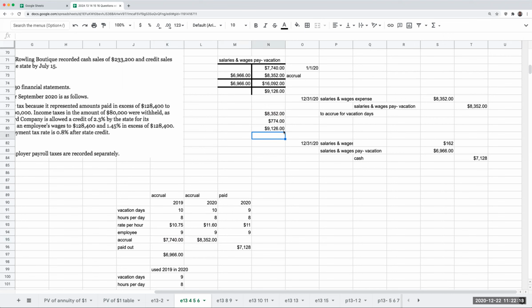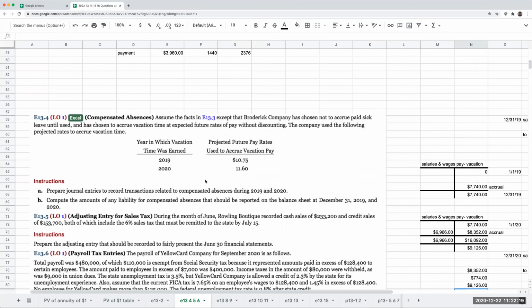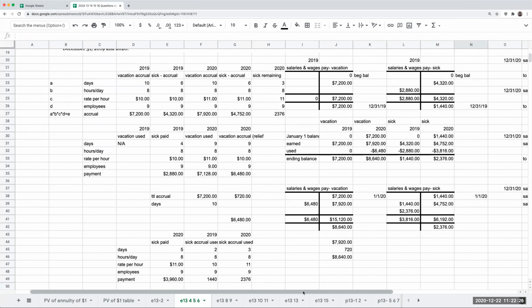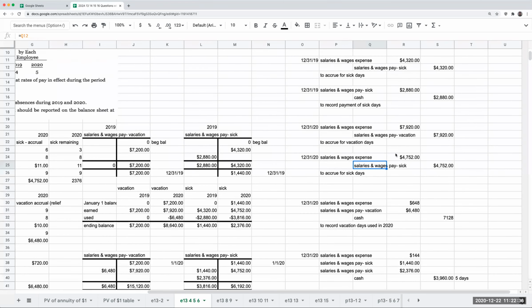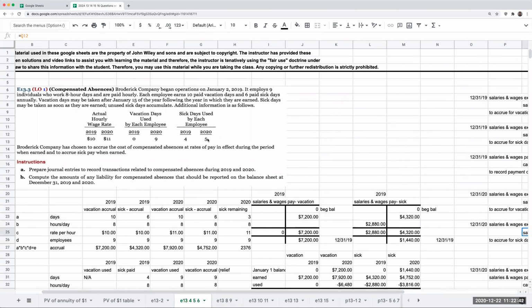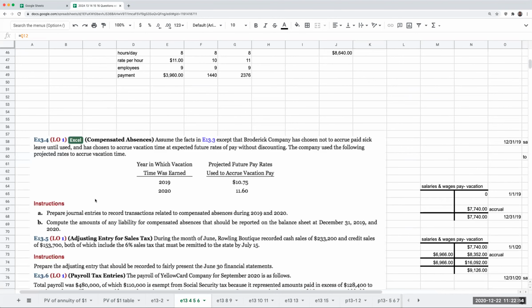In terms of the sick days paid, what they're probably going to tell us to do is just take the actual amount, kind of what we did over here. I think your book solution shows that you would just be debiting salaries and wages payable for the sick days. It would be $11 an hour times 5 days times 8 hours times 9 employees. And that would be your answer over here for exercise 13-4.